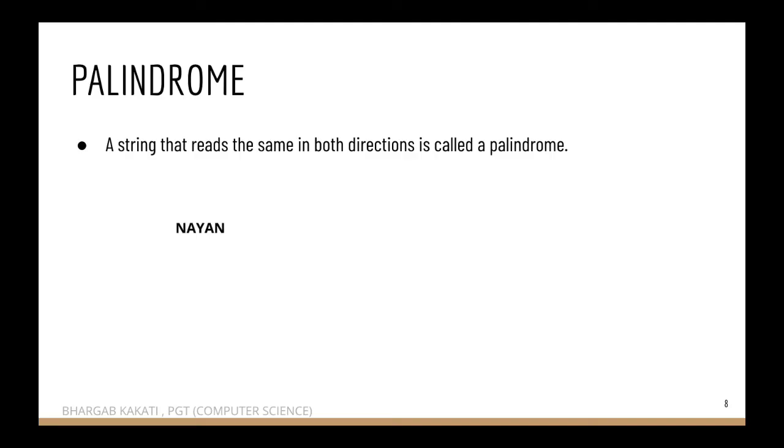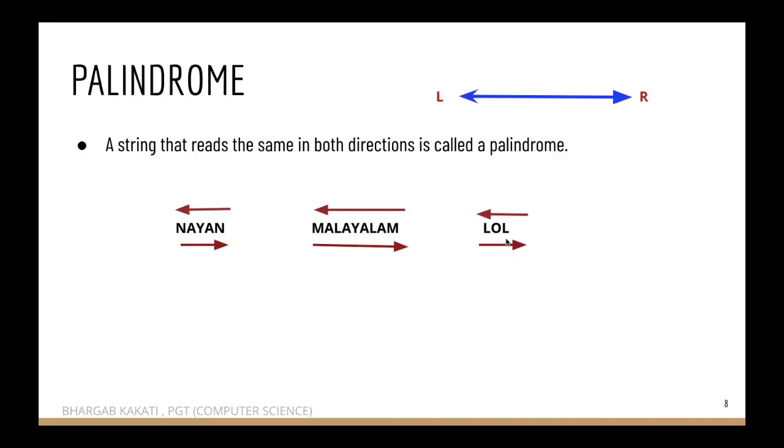So, if we have a string, let's say Nayan, if I read it from left to right, it is reading as Nayan. If I read it from right to left, what does it read? It will read the same, that is Nayan. Some other examples like Malayalam. If I read it from left to right or from right to left, it reads the same. Or LOL. If I read from left to right or from right to left, it will read the same. Such kinds of strings which read the same from both directions are known as palindromes. Alright.